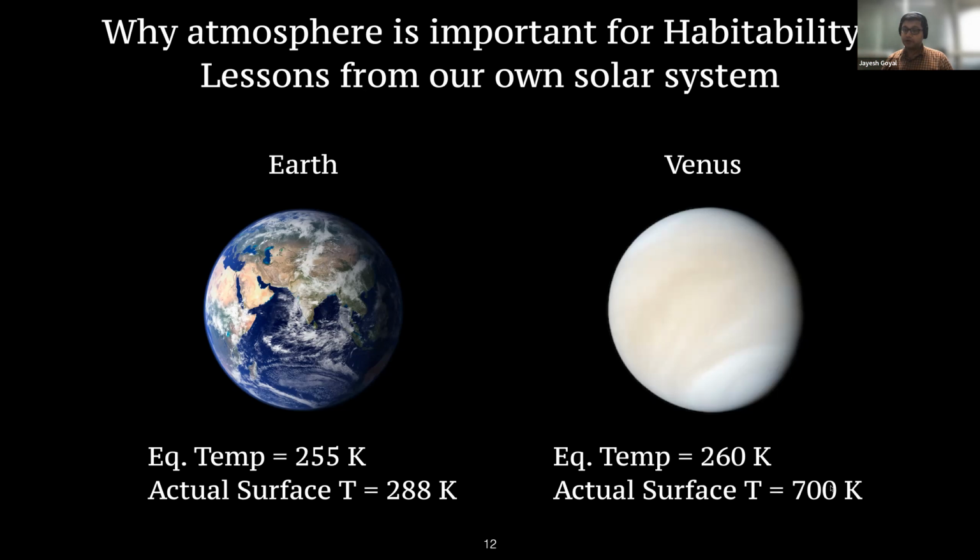On Venus, you have hydrochloric acid and sulfuric acid rains. The temperature is so high, which makes it impossible for life to form on Venus. So this is the lesson that we learn from our own solar system when we try to understand why the atmosphere is important for habitability. Okay, so if anyone has any questions, feel free to ask.